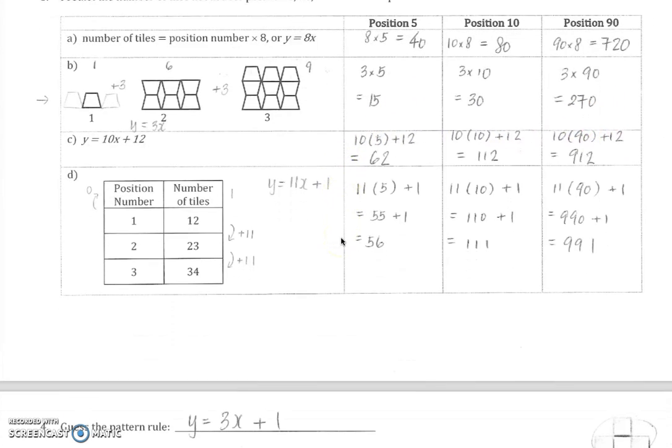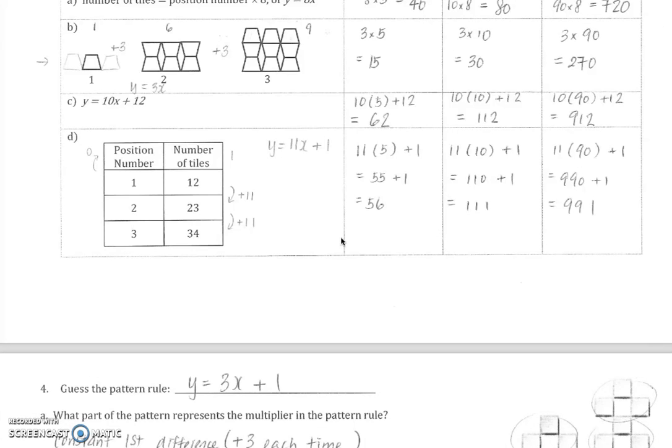Question C. Pattern rule is y equals 10x plus 12. So every time we multiply the position number by 10 and add 12. So 10 times 5 plus 12 is 62. Position 10 is 10 times 10, 100, plus 12, 112. Position 90, 10 times 90, 900, plus 12, 912.